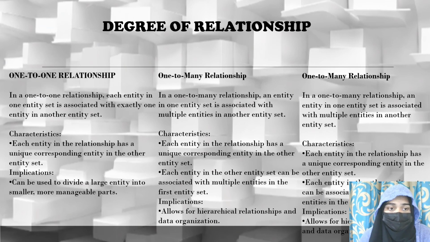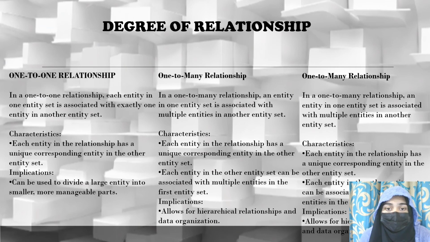In a one-to-one relationship, each entity in one entity set is associated with exactly one entity in another entity set. Characteristics: each entity in the relationship has a unique corresponding entity in the other entity set. Implications: it can be used to divide a large entity into smaller, more manageable parts.